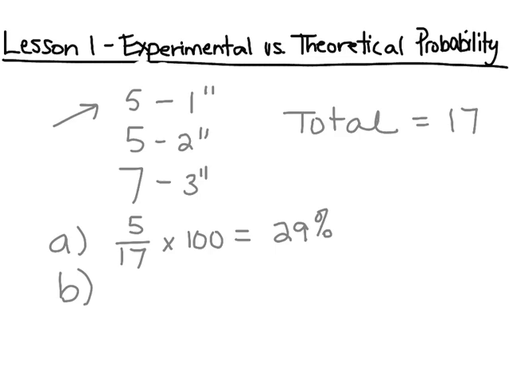B, so this is completely separate now. What is the probability that the second nail, after he chose the first nail, will be a 3-inch nail? So the first event has already happened. Now we're doing the second event.